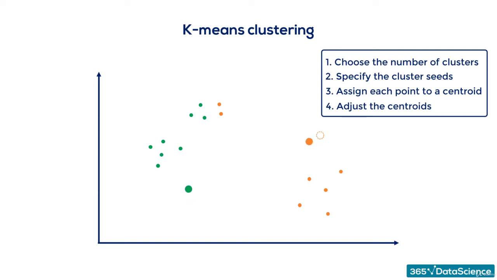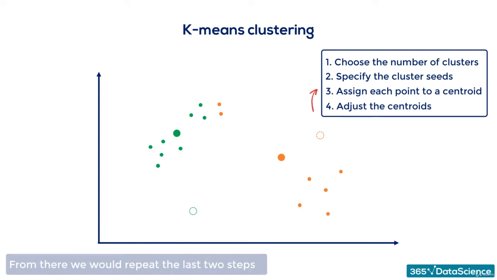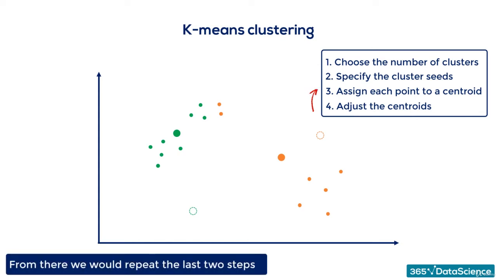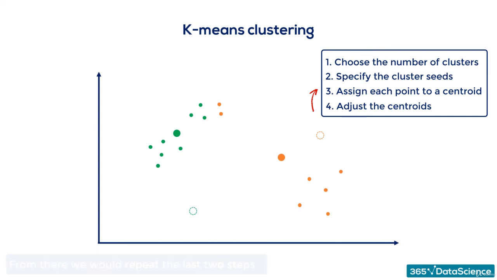The final step is to calculate the centroid of the green points and the orange points. The green seed will move closer to the green points to become their centroid, and the orange will do the same for the orange points. From here, we would repeat the last 2 steps. Let's recalculate the distances. All the green points are obviously closer to the green centroid, and the orange points are closer to the orange centroid. What about these two? Both of them are closer to the green centroid, so at this step, we will reassign them to the green cluster.